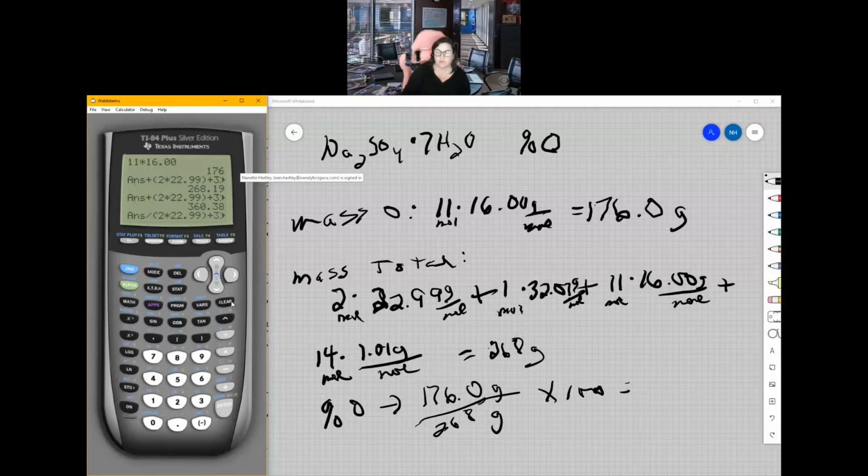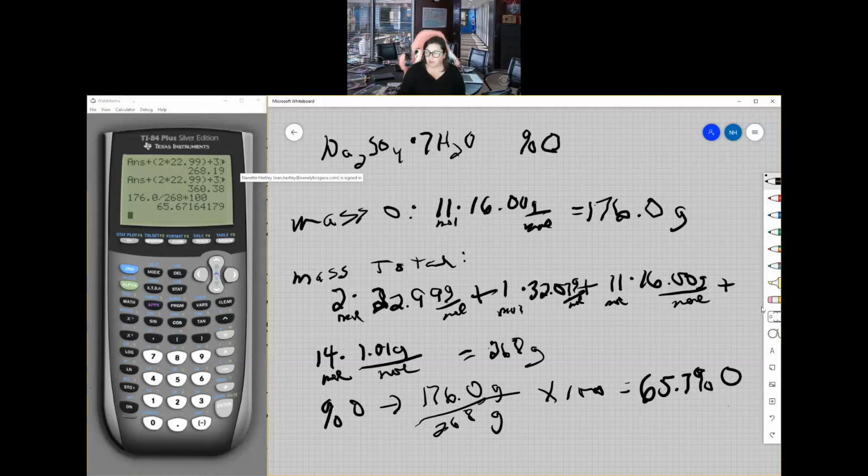No. Let's just get rid of that and do it. 160 divided by 268. And multiply that by 100. And it gives me 65.67. And of course, because we only have 3 sig figs, that's going to be 65.7%. Okay, so there's that one. All right, well, that was exciting.